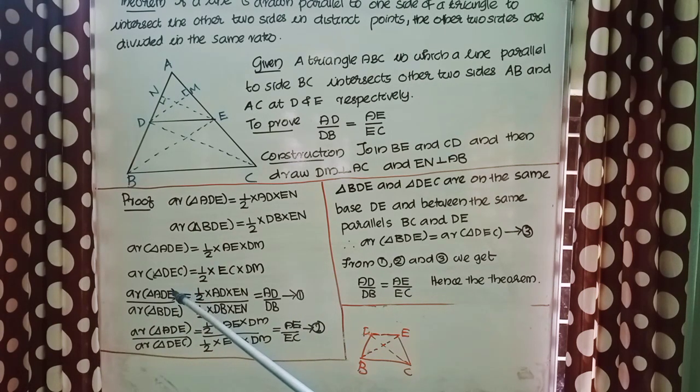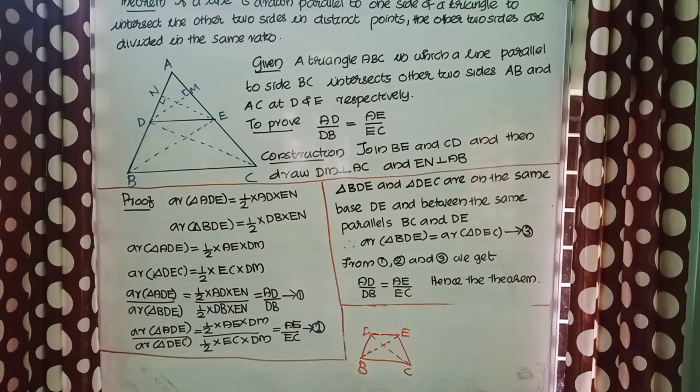The numerator is area of triangle ADE in both cases. But the denominators are different. In the first case, the denominator is area of triangle BDE. In the second case, the denominator is area of triangle DEC. If they are equal, we can say the right side portions are also equal.